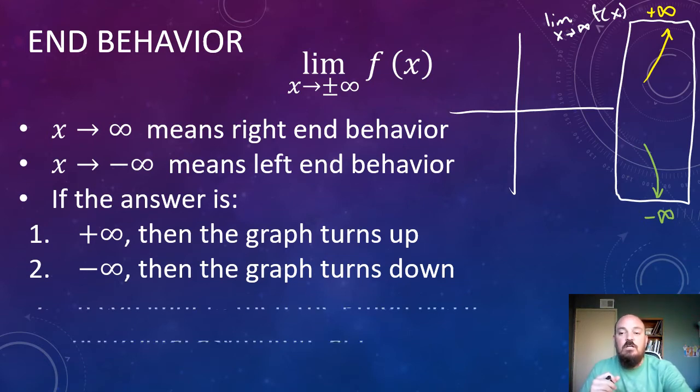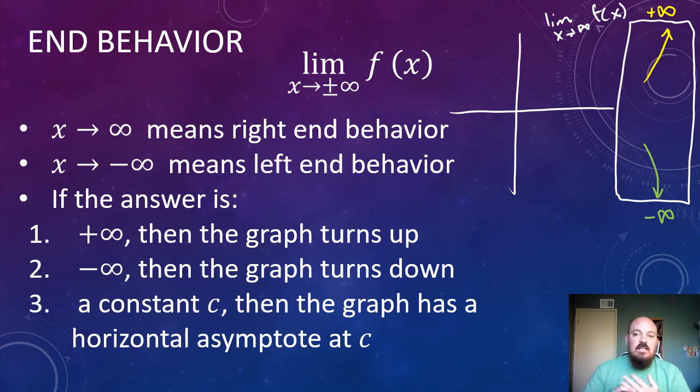Now the third one we talked about, if you do this limit as x approaches positive infinity and you get an actual answer, a constant. So let's say I get the answer 2. If my answer was 2, what I would do is this. I would count up 1, 2 on the y-axis. I would draw this dotted line to the right, and I would say, whatever my graph is doing in the middle, eventually it's going to flatten out at that dotted line.